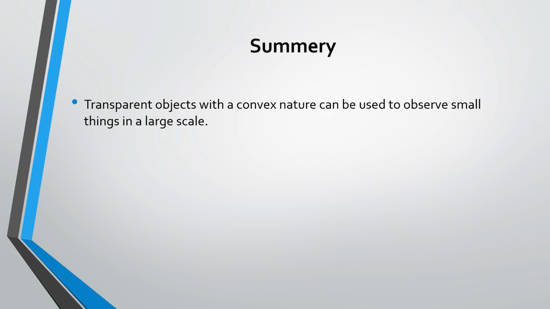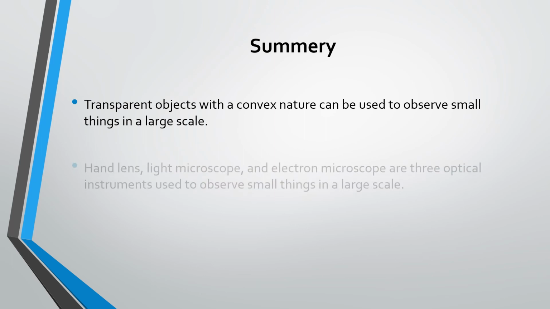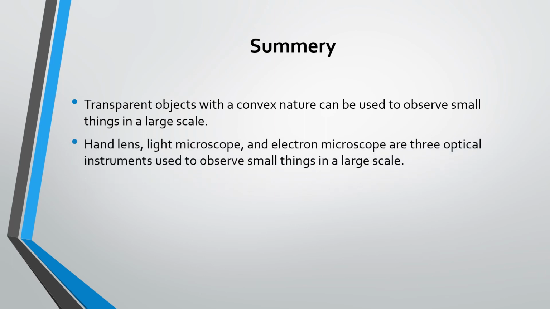Okay, now let's try to summarize what we have learned today. So, at the beginning of the lesson, I told you that convex objects, transparent convex objects, can be used to observe minute things on a large scale. By magnifying the small things, you can observe them clearly using convex objects. For example, hand lens, light microscope, and electron microscope. We use these instruments to observe small or minute things on a large scale.